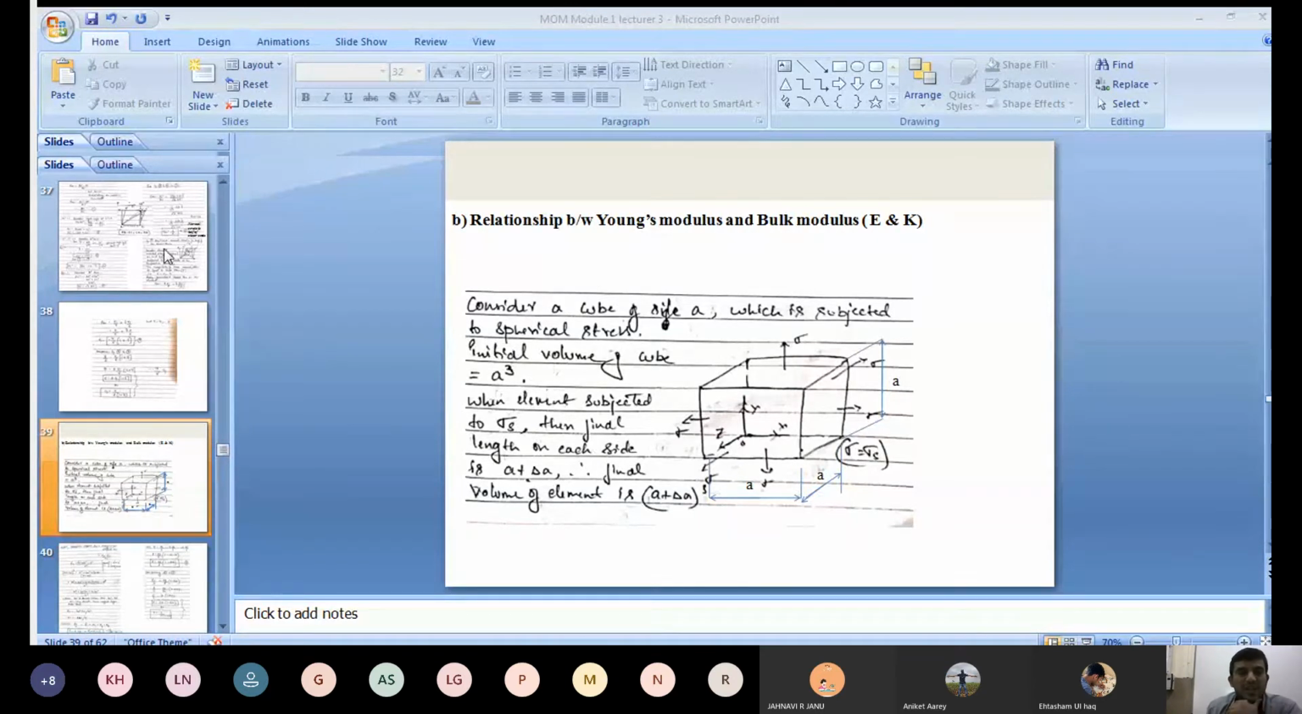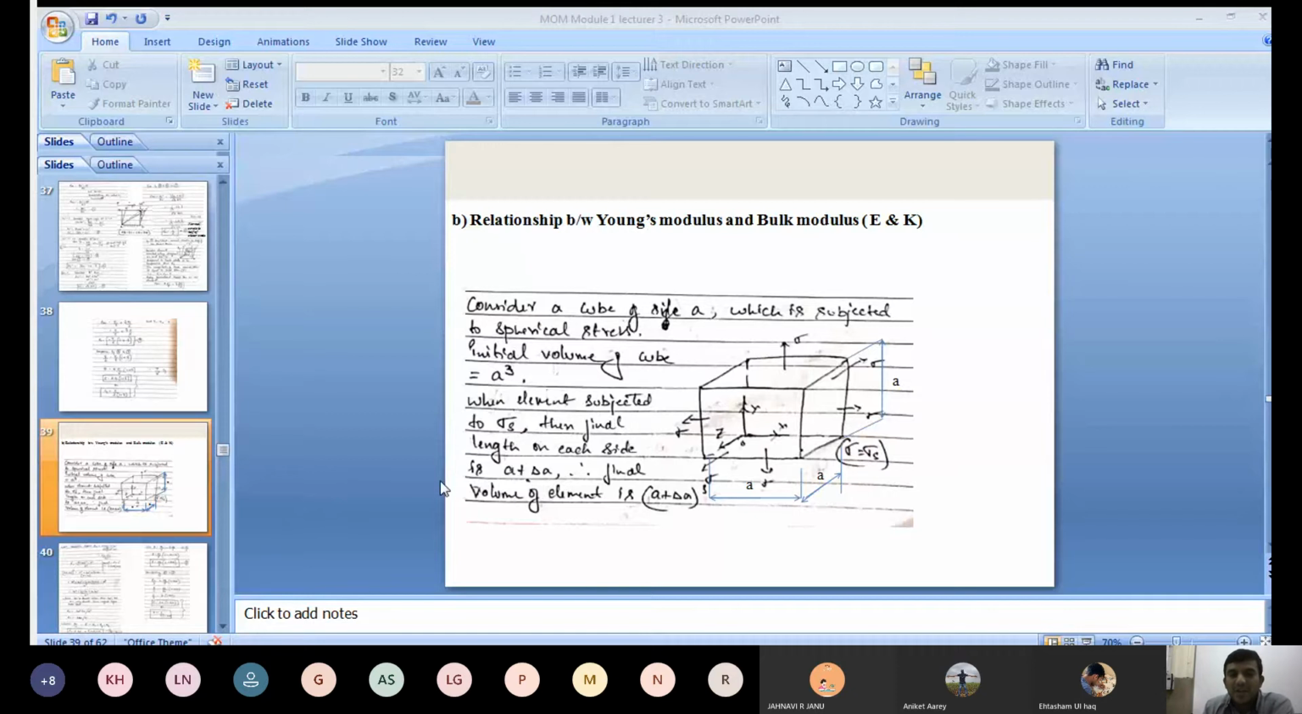Now the initial volume of the cube is A cube. Once the cube is subjected to spherical stresses, sigma is acting in all three directions, along the x-axis, y-axis and z-axis. Normal stress acting means volume increases. When the element is subjected to spherical stress, the length of each side of the cube increases from A to A plus delta A. Delta A is the increase in dimension.